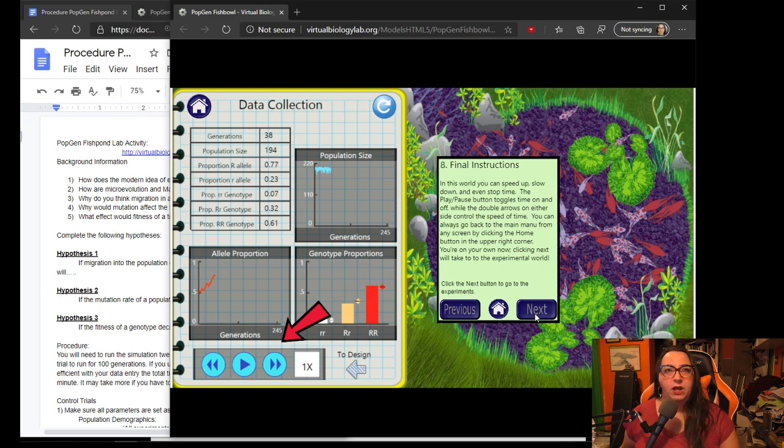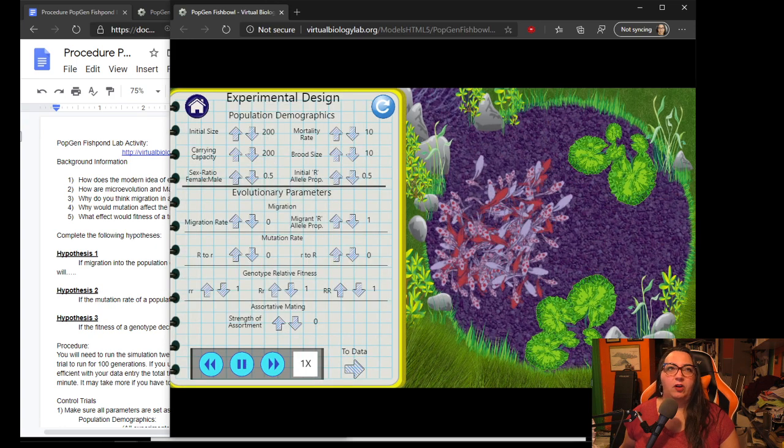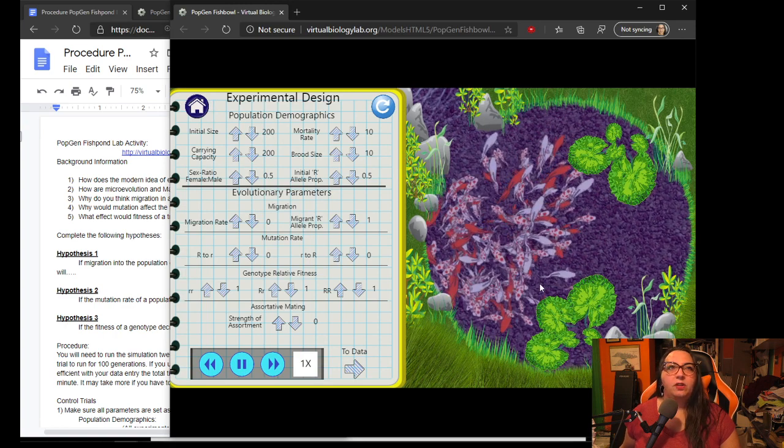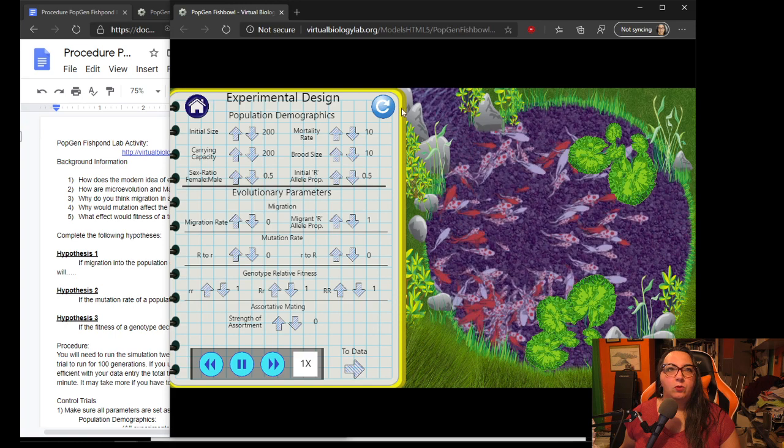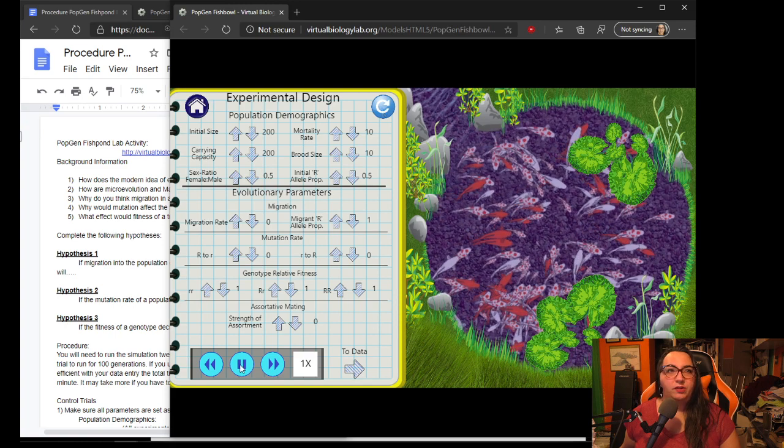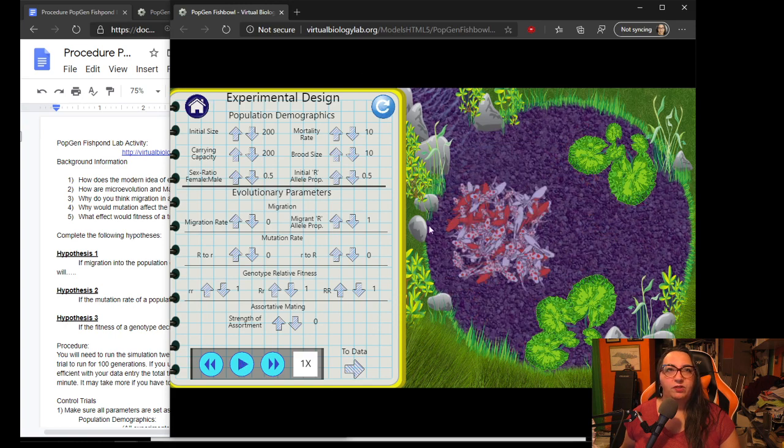Great, so we hit next, and it actually starts our simulation. Problem is, things are not set the way we need them to be necessarily, so we want to go and pause this, and we want to reset, and all your fish will bunch up. And now you can go through and look at your experimental design and evolutionary parameters.